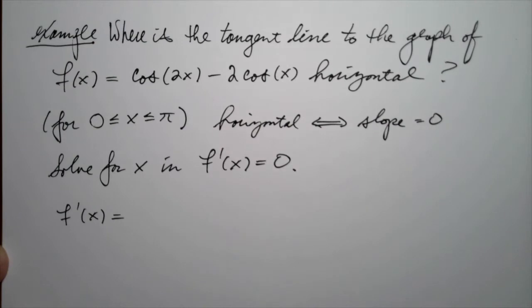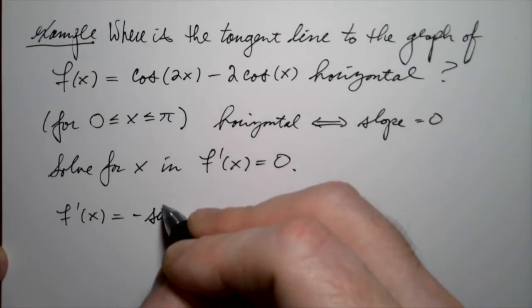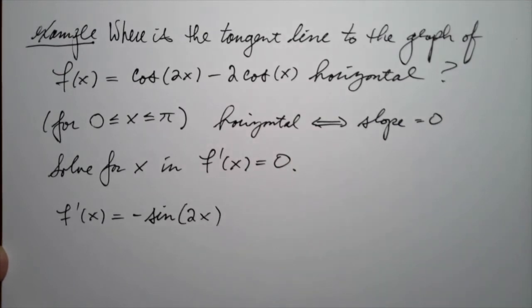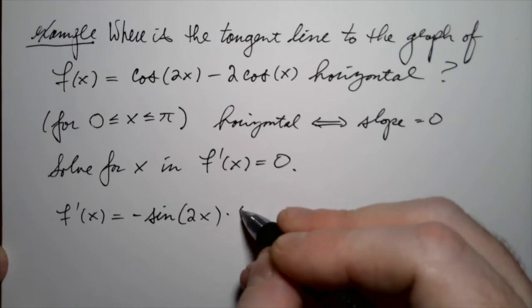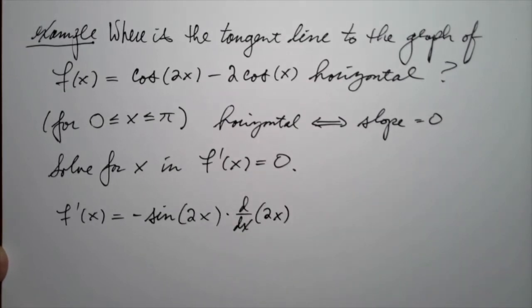Okay, so let's compute that derivative. We have to first take the derivative of cosine of 2x. That's the chain rule. The derivative of the outside is minus sine. That's because the derivative of cosine is minus sine. And then we need to remember to multiply by the derivative of the inside, like so.